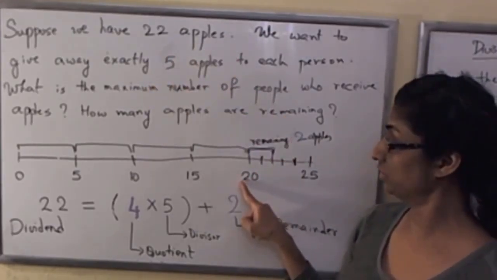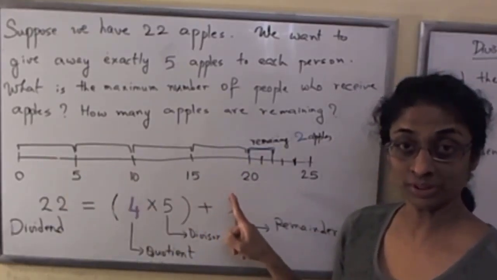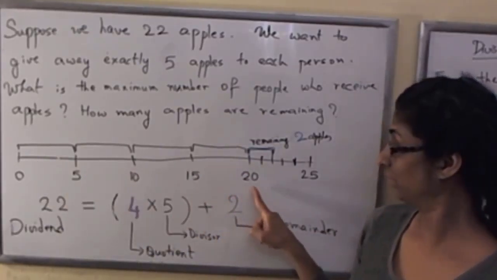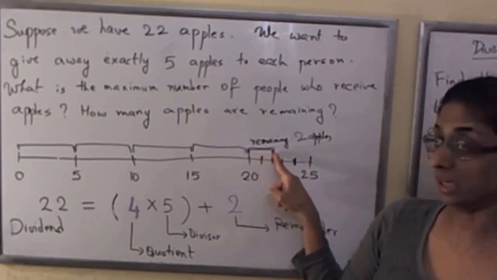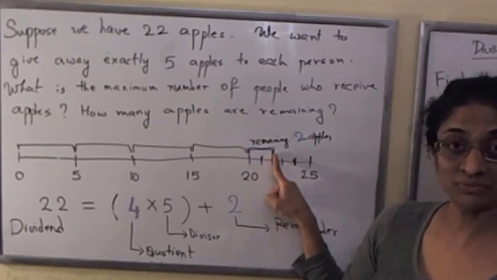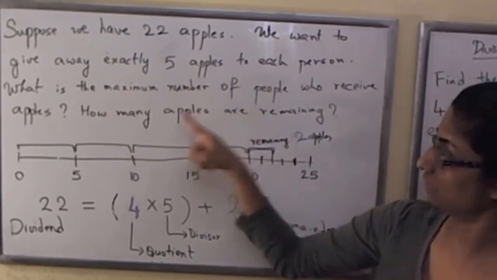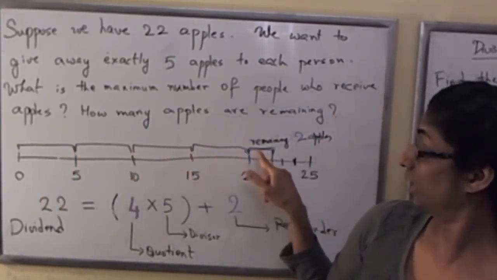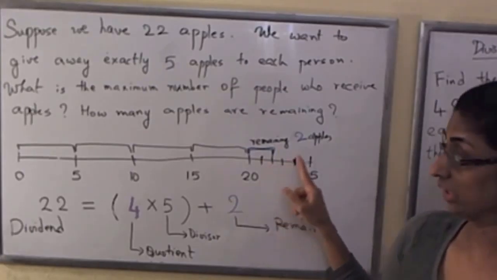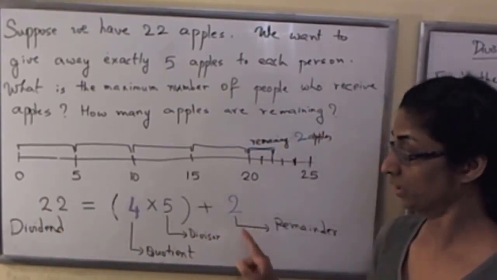So after you're done distributing 20 apples among 4 people by giving away 5 apples to each person, we still have 2 more apples left. Here are the remaining 2 apples, and that's where we need to stop. And so the answer is the maximum number of people who receive apples is 1, 2, 3, 4, and 2 apples are remaining. We can write this in an equation in this nice form.